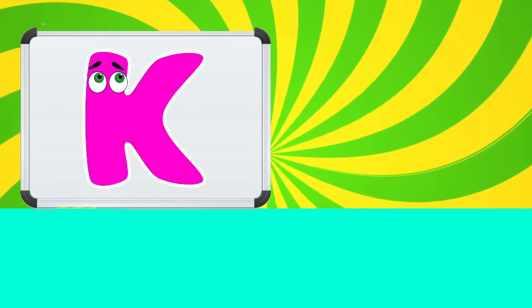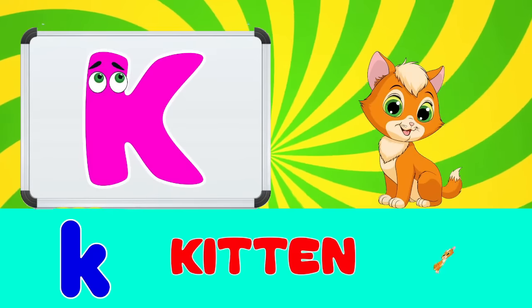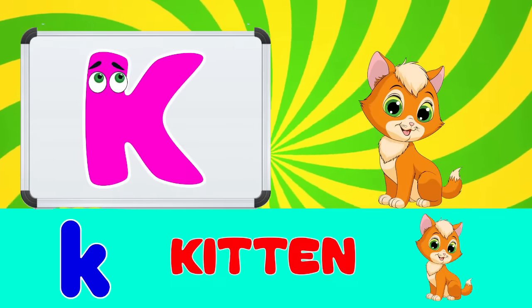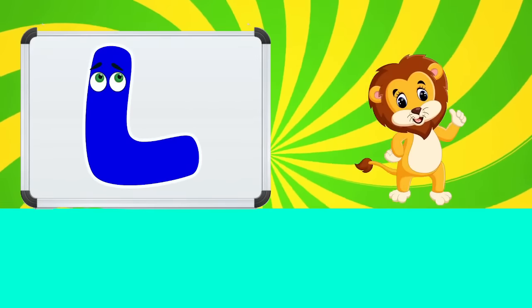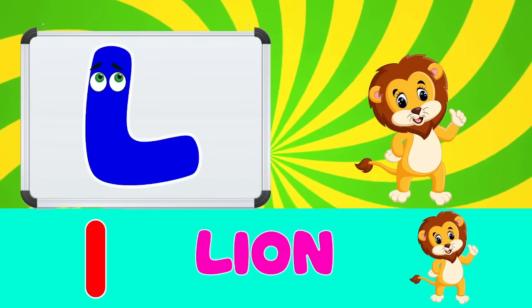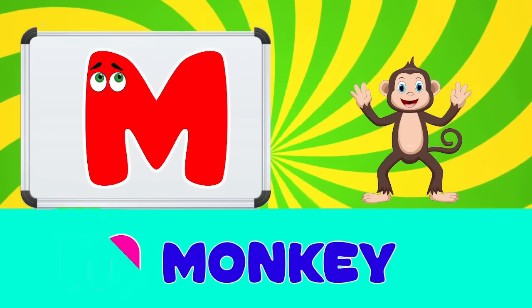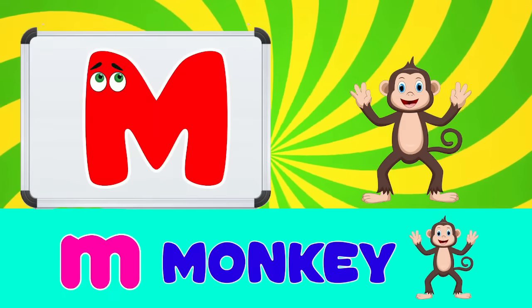K is for kitten, k, k, kitten. K is for kitten, k, k, k. L is for lion, l, l, lion. L is for lion, l, l, l. M is for monkey, m, m, monkey. M is for monkey, m, m, m.